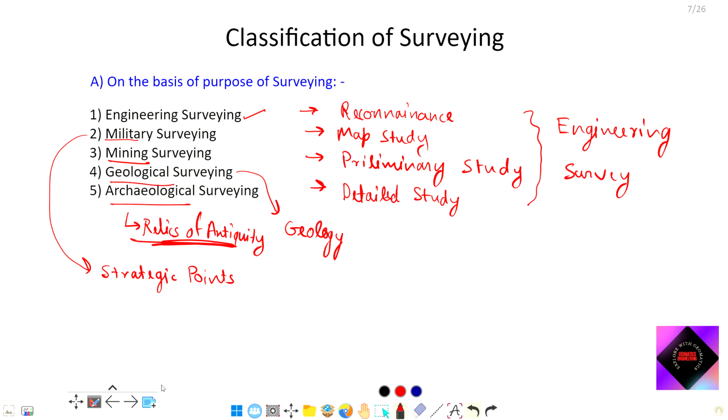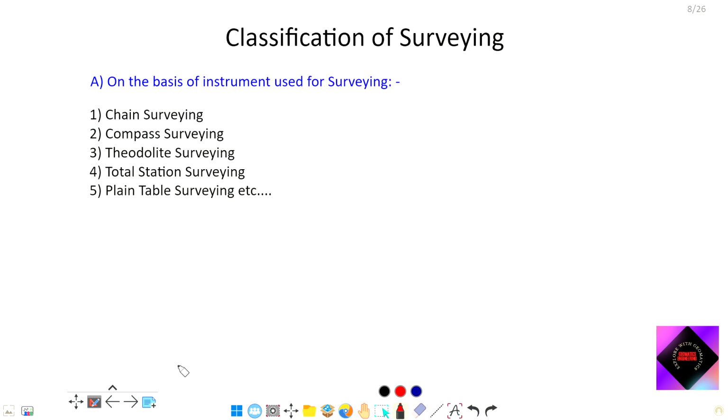Now moving further, on the basis of instrument used for surveying. As there are many instruments in surveying, according to which instrument you use, that surveying is there. If you are using a chain, it is chain surveying; if you are using a compass, compass surveying; theodolite surveying, total station, plane table surveying, and so on. Different instrument, different surveying.